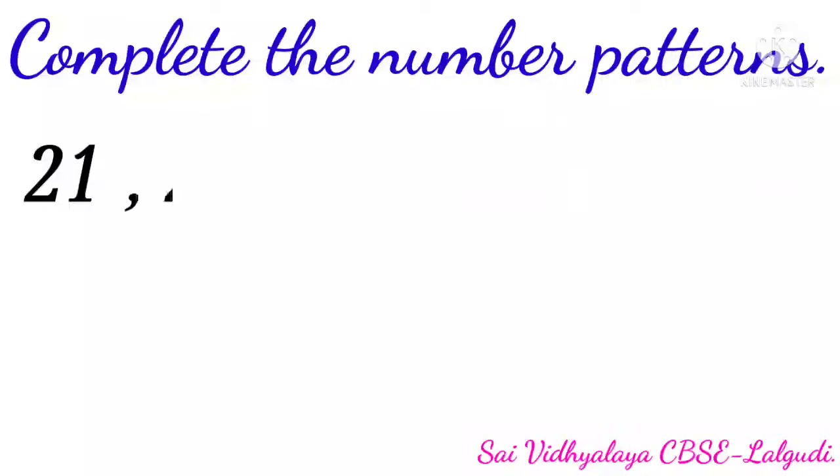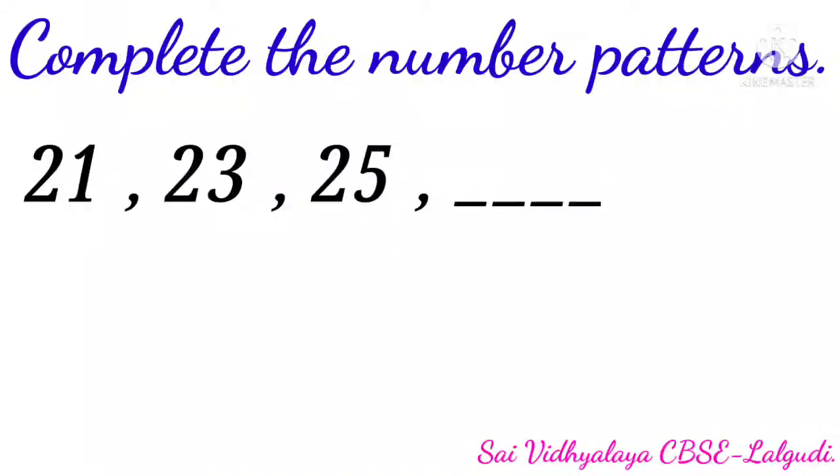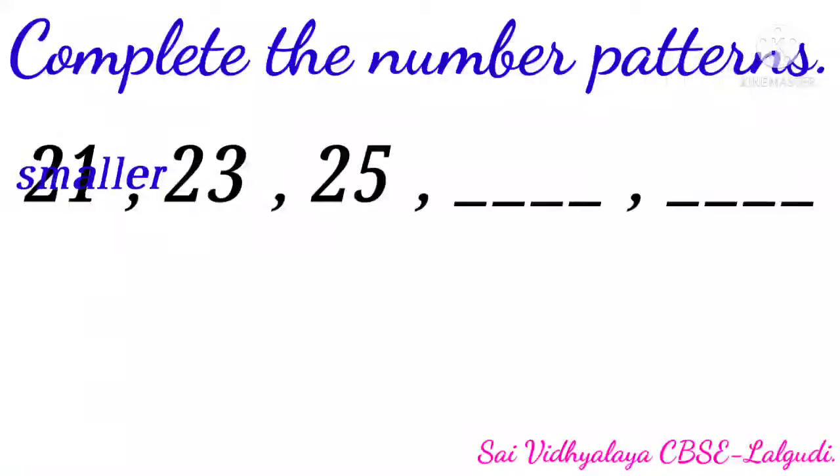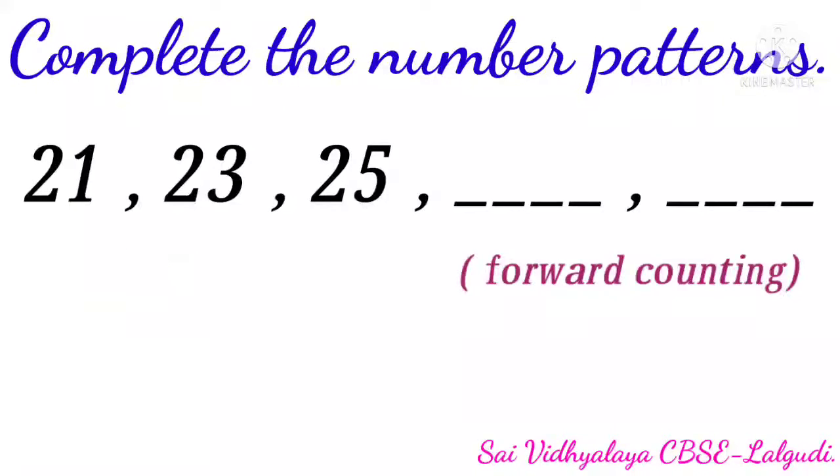Next, 21, 23, 25. First, we have to compare the first two numbers, 21, 23. Here, 21 is the smaller number. The first number is the smaller number. So, we have to do forward counting.